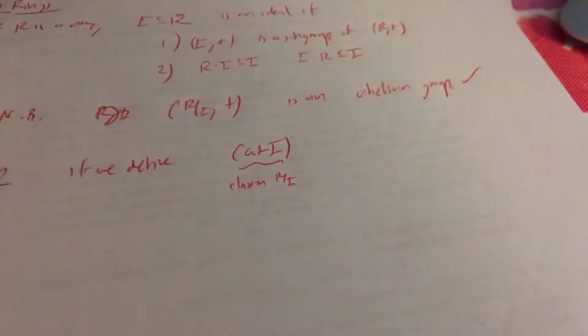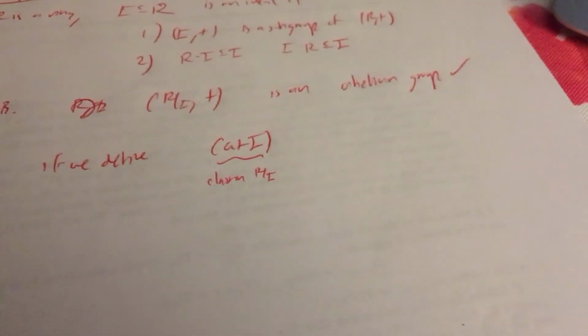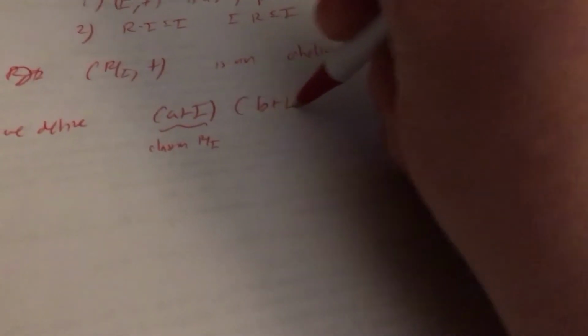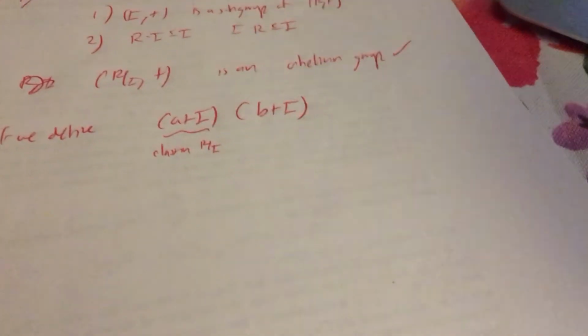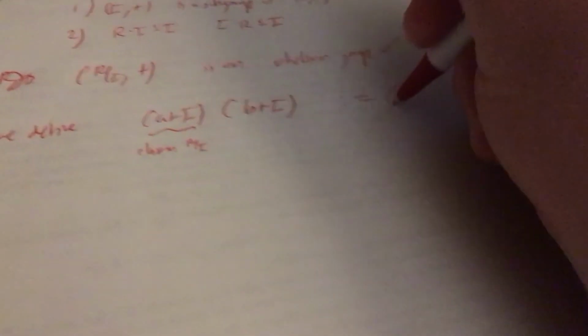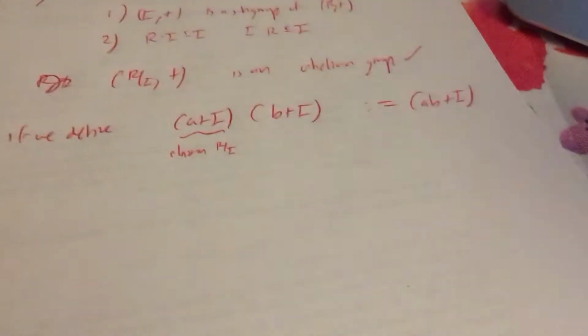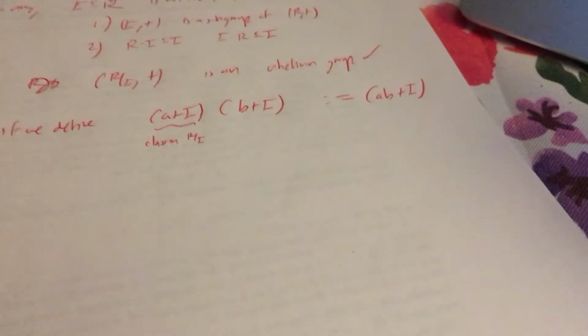Let's take two equivalence classes. Let's call the first A plus I, some class in R mod I. What's a class in R mod I? It's the set of all things of the form some element plus something in the ideal. And then we have B plus I, and we define their product to be, no shocker there, AB plus I.